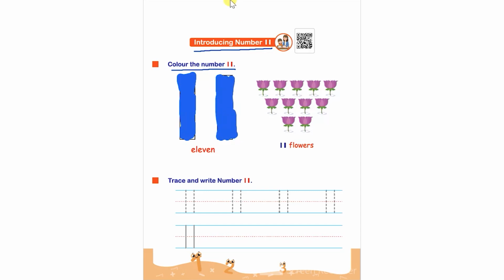And over here, what they have to do is they have to read this word 11 and then please emphasize them to look at these 11 flowers given over here. After that, they have to trace and write the number 11. So first, in the first row, they have to complete the tracing practice like this, and in the next row they have to complete the writing practice like this under each given number.